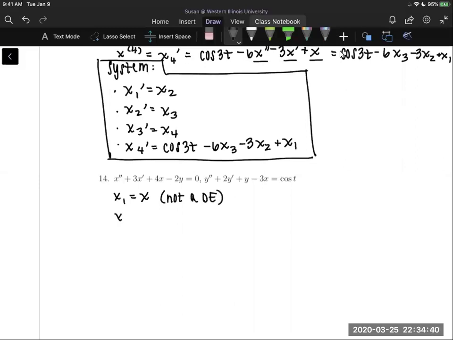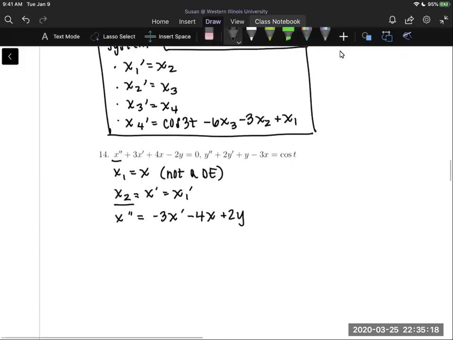So next, let's find x2. Let's call that the first derivative, and that is also the derivative of x1. Remember, this is a second order DE, so I'm going to stop at x2. However, I do know that my second derivative can be written as negative 3x prime minus 4x plus 2y. And I'm going to come back to this statement here after I set up my y's.